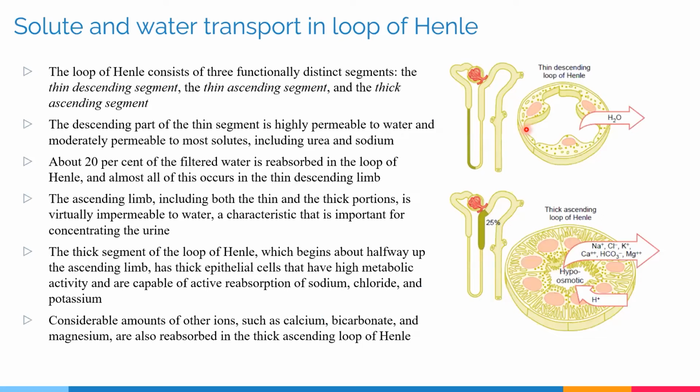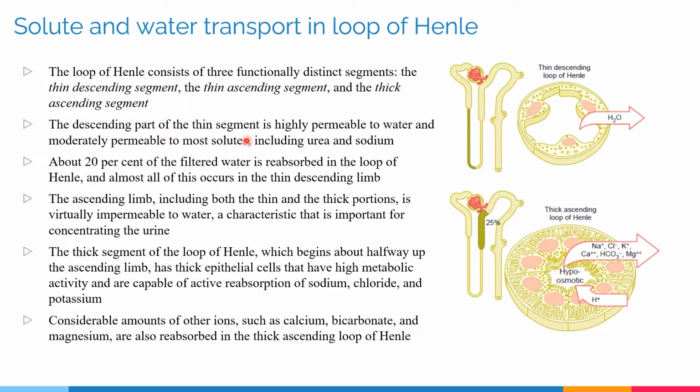So as we are done with the proximal tubules, we now move into solute and water transport in the loop of Henle. The loop of Henle consists of 3 functionally distinct segments: the thin descending segment, the thin ascending segment, and the thick ascending segment. So this is the thin descending, this is the thin ascending, and this is the thick ascending segment.